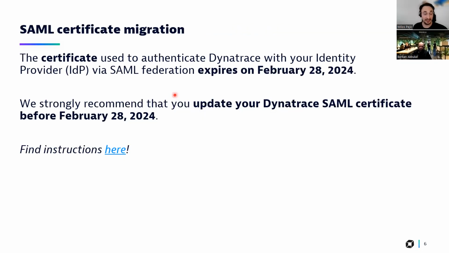The first one is actually not really a new release. It is more of a reminder to please finish the new SAML certificate migration. The old SAML certificate is expiring on February 28th this year. We recommend updating it before this due date. In case this is still not finished by your organization, you can find instructions here. And please do not forget to also tick the checkbox in Dynatrace. I think it is one of the last steps in the instructions.